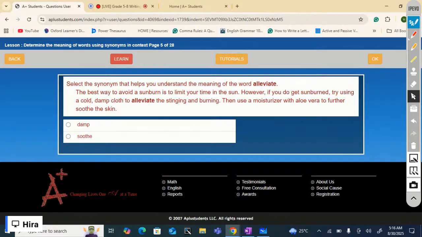Read it, it's easy. Write the word damp or soothe. Which one do you think is the synonym which helps you understand the meaning of the word alleviate? Don't write option one or two, sometimes it gets difficult to understand which answer are you giving. So, okay, we got an answer. Yes, it's damp. Hmm. No, no, no. No, it's not damp. Damp is an adjective and alleviate is a verb.